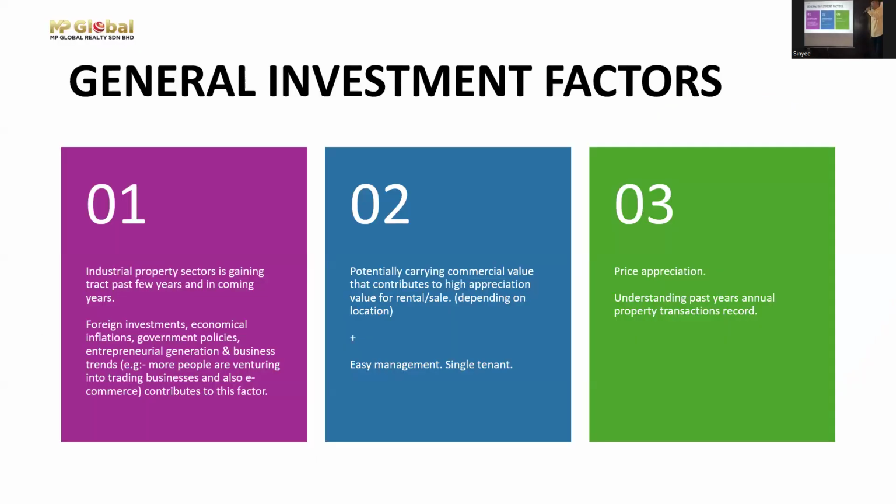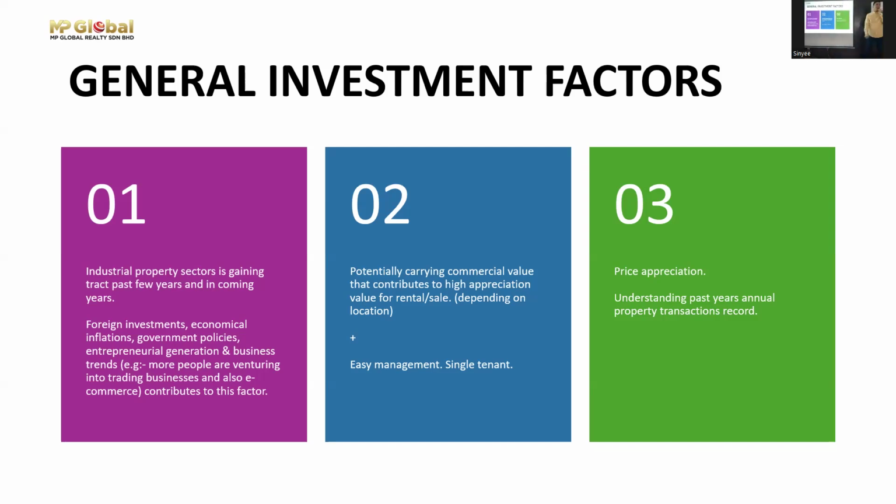In general investment factors, next comes whether industrial property is still worth investing. Okay, we'll go through this here. So number one, investment factors, the general one.